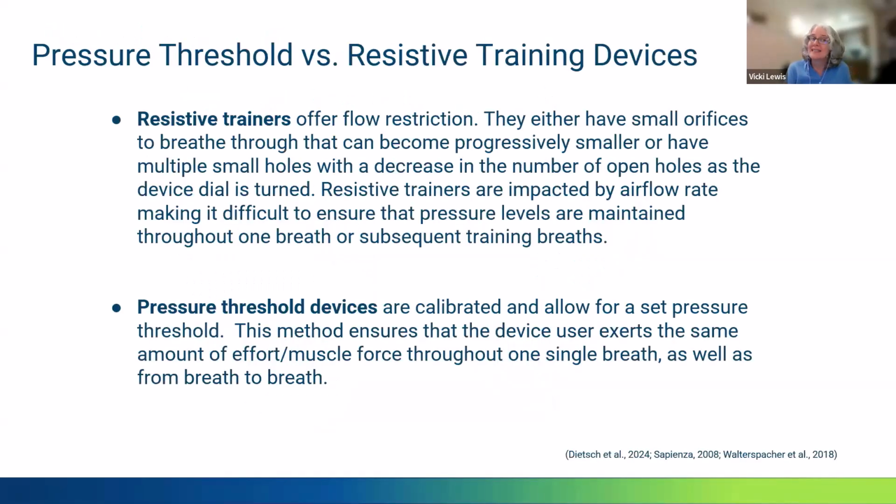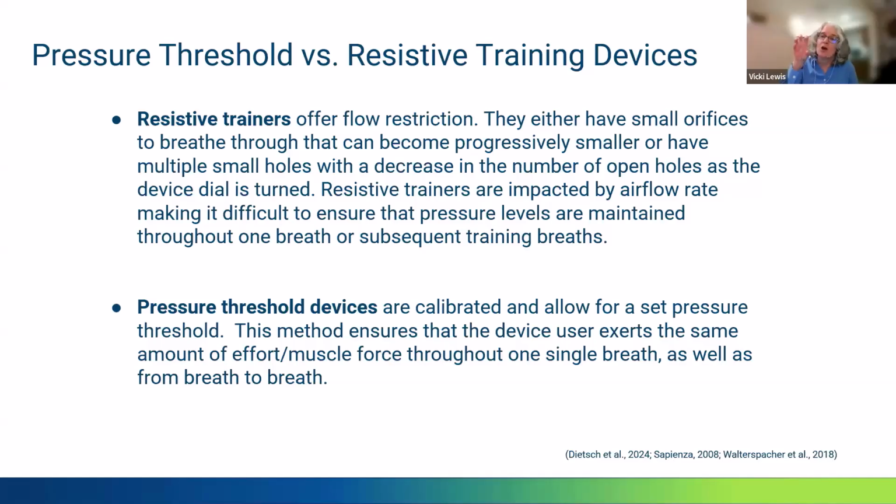There are what are called resistive trainers, and those are a bit different than a pressure threshold device. Speech language pathologists have been using resistive types of exercises for years and years. Think about pursed lip breathing, right? We're changing the space through which air can flow. Think about rescue breathing with a straw for patients who have vocal cord dysfunction, VCD. But what resistive or resistance trainers do is they restrict the flow of air.